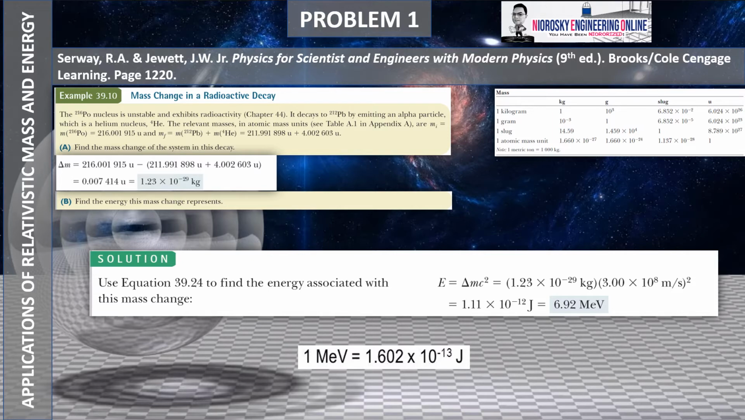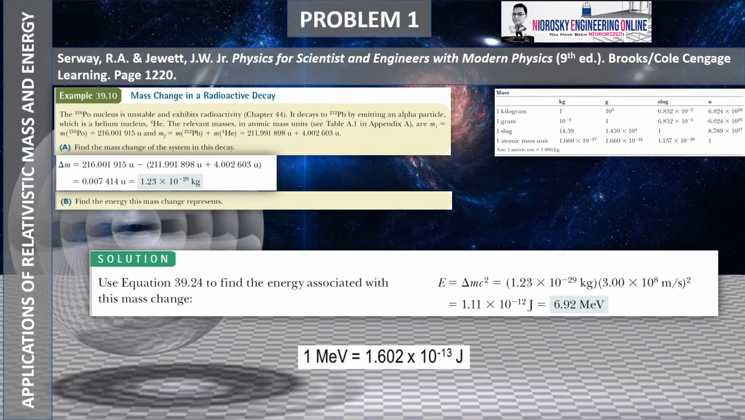Equation 39.24 is actually related to the rest energy of the particle. Given that E is equal to mc squared, but we talk about changes of the energy, so therefore m will now represent delta m as the decay mass. So the rest energy is equal to delta m c squared, where c is the speed of light.